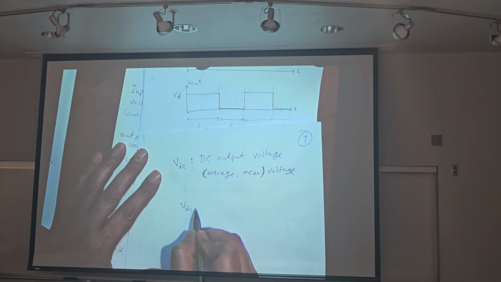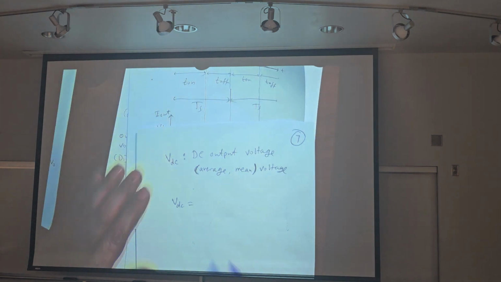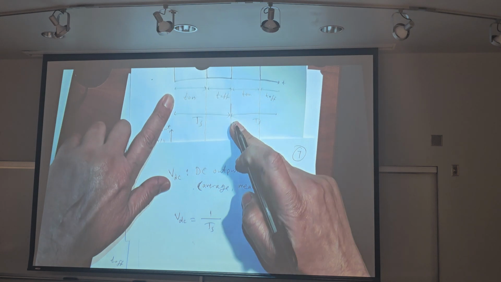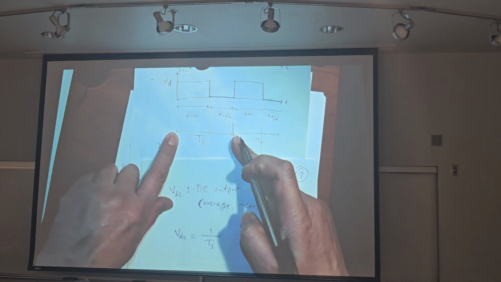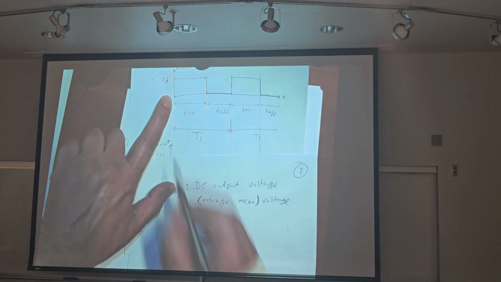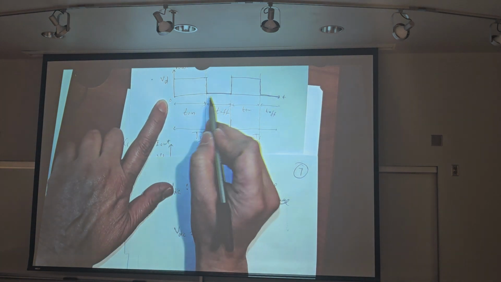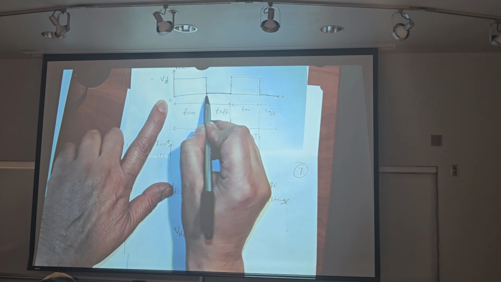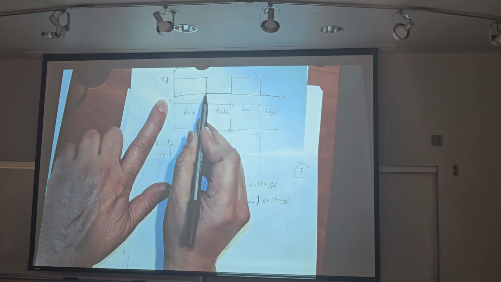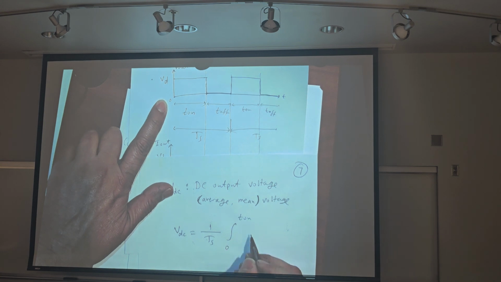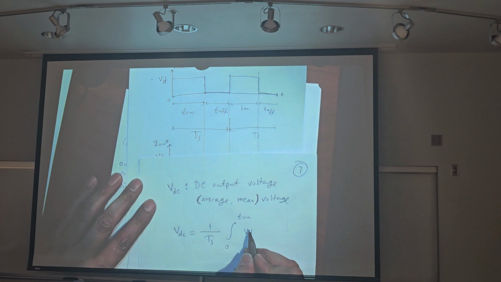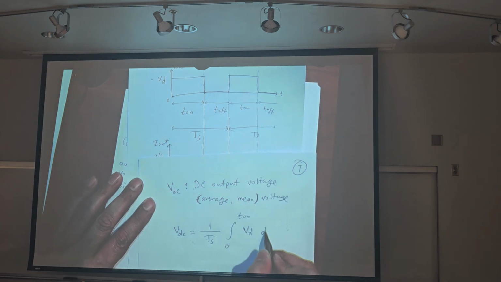VDC equals 1 over TS, 1 over the whole period, times the integral from 0 to T on, because this time is from 0 to T on. The amplitude value is VD, V sub D, dt.